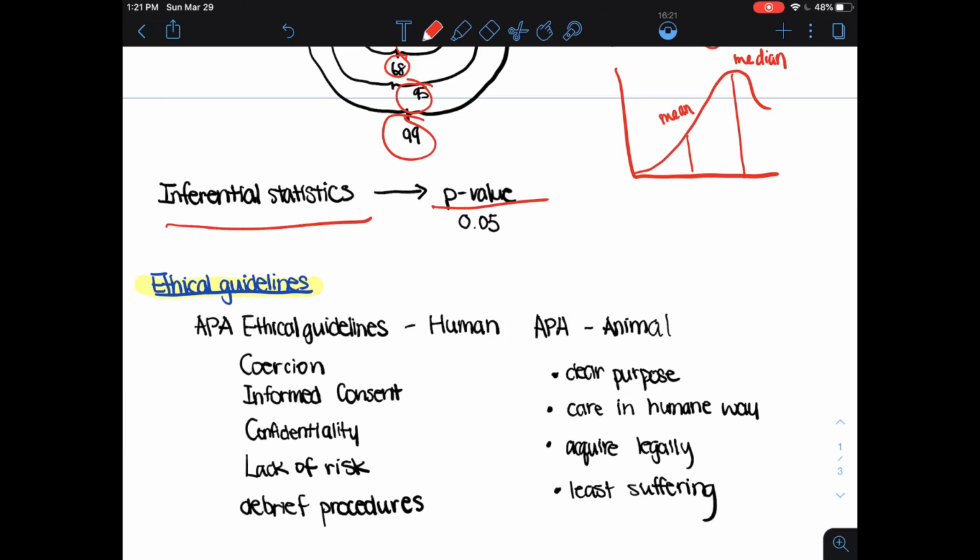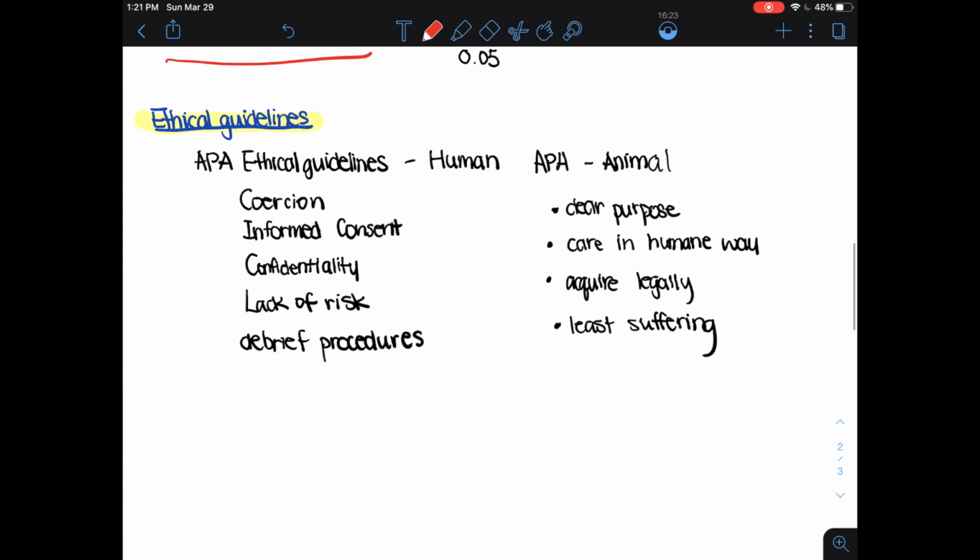Once you decide that you want to do an experiment, you apply to the APA, and they have a set of guidelines that you need to follow if you're using humans or animals. For humans, you have 5 rules. Firstly, no coercion. You cannot force someone to do something. They need to voluntarily sign themselves up for your experiment. They need to give informed consent, so they need to give you consent on the basis that they know what's going to happen during the experiment.